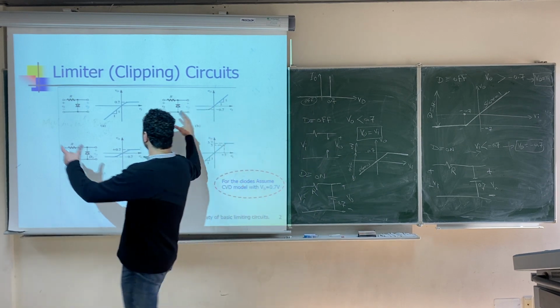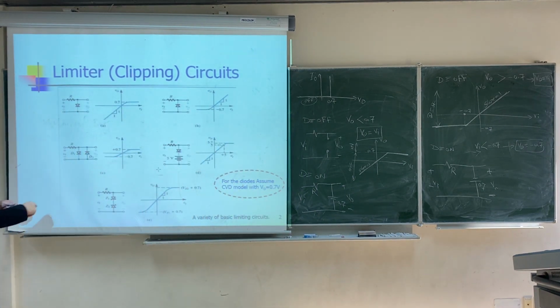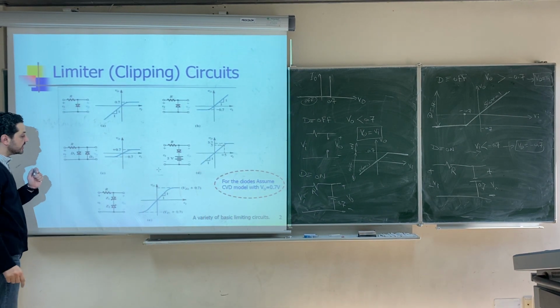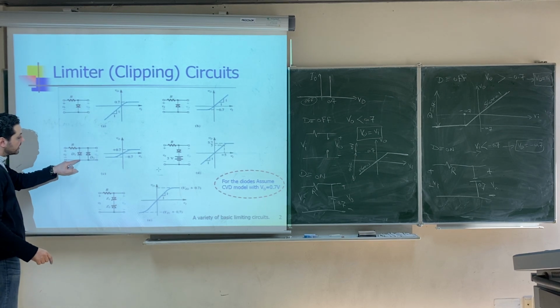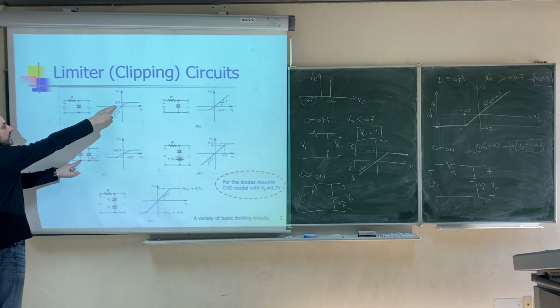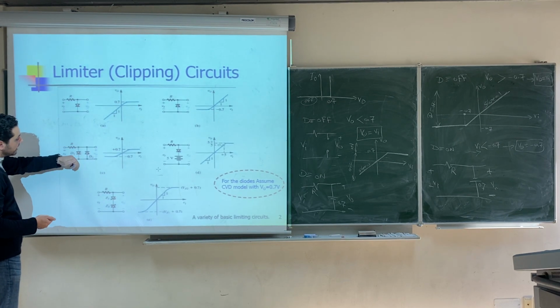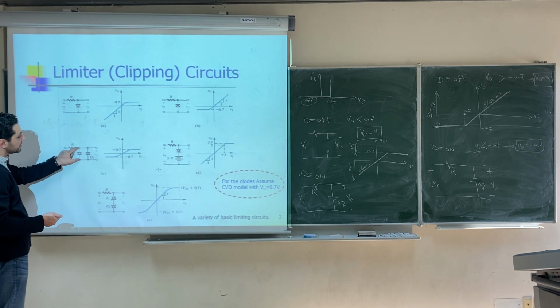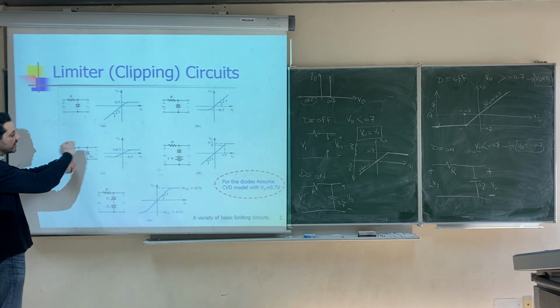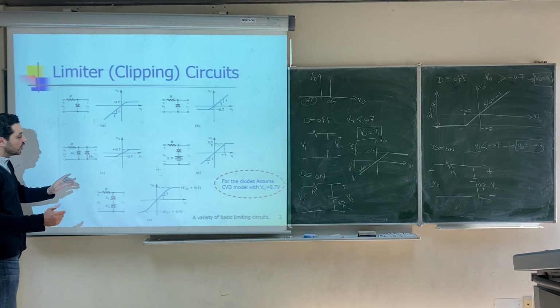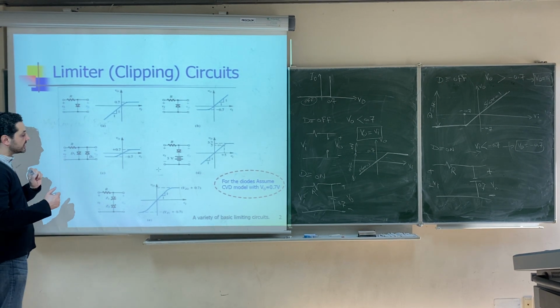The third circuit combines both circuits together. So we have two parallel branches. The first branch will give us a characteristics like this. So the first branch, it will be on when V output reaches 0.7. So it will clip the output at 0.7. The second branch will clip the output at negative 0.7.